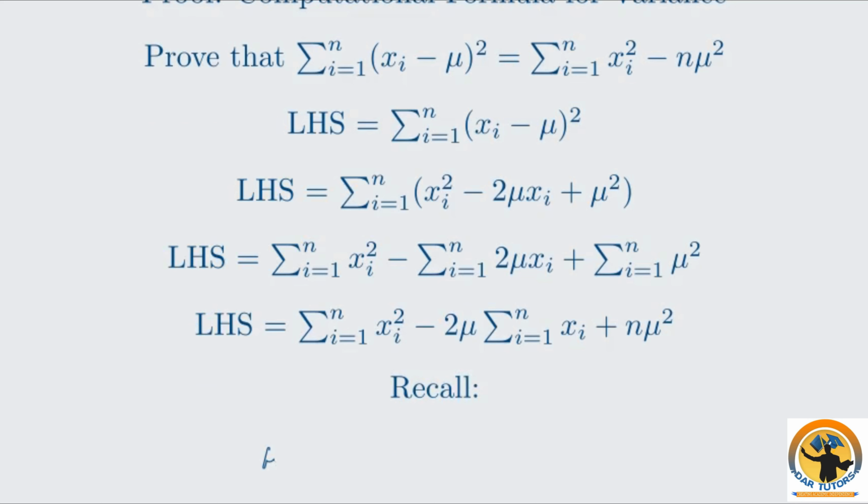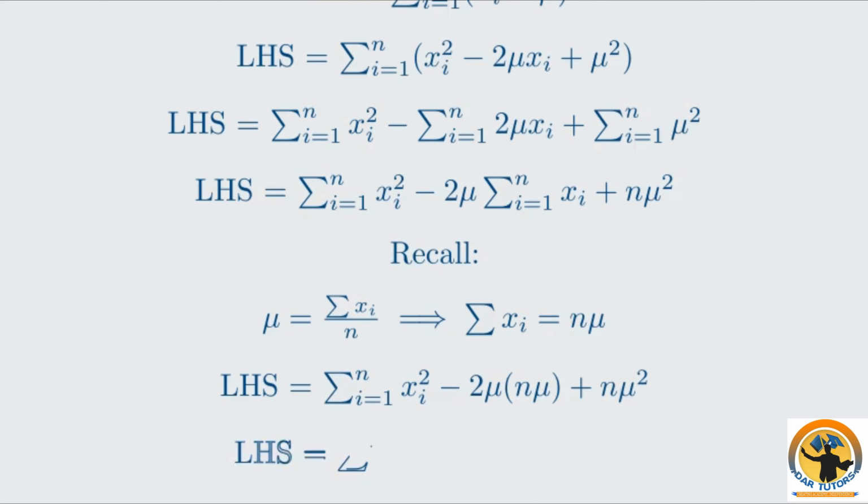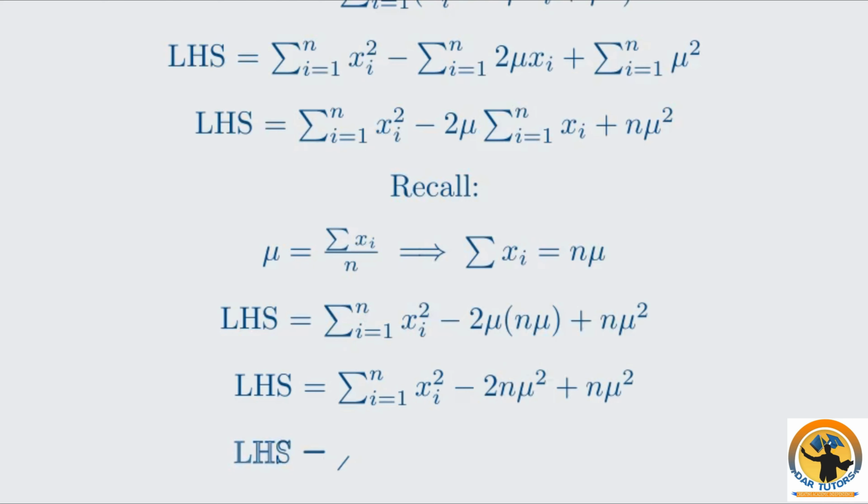Remember the definition of the population mean mu. It's the sum of xi divided by n. Rearranging this, we find that the sum of xi is equal to n mu. Now we can substitute this into our expression. We replace the sum of xi with n mu. This gives us the sum of xi squared minus 2 mu times n mu plus n mu squared. Simplifying the middle term, we get the sum of xi squared minus 2 n mu squared plus n mu squared. The terms involving mu squared combine. This results in the sum of xi squared minus n mu squared, which is exactly the right-hand side of the equation we wanted to prove.